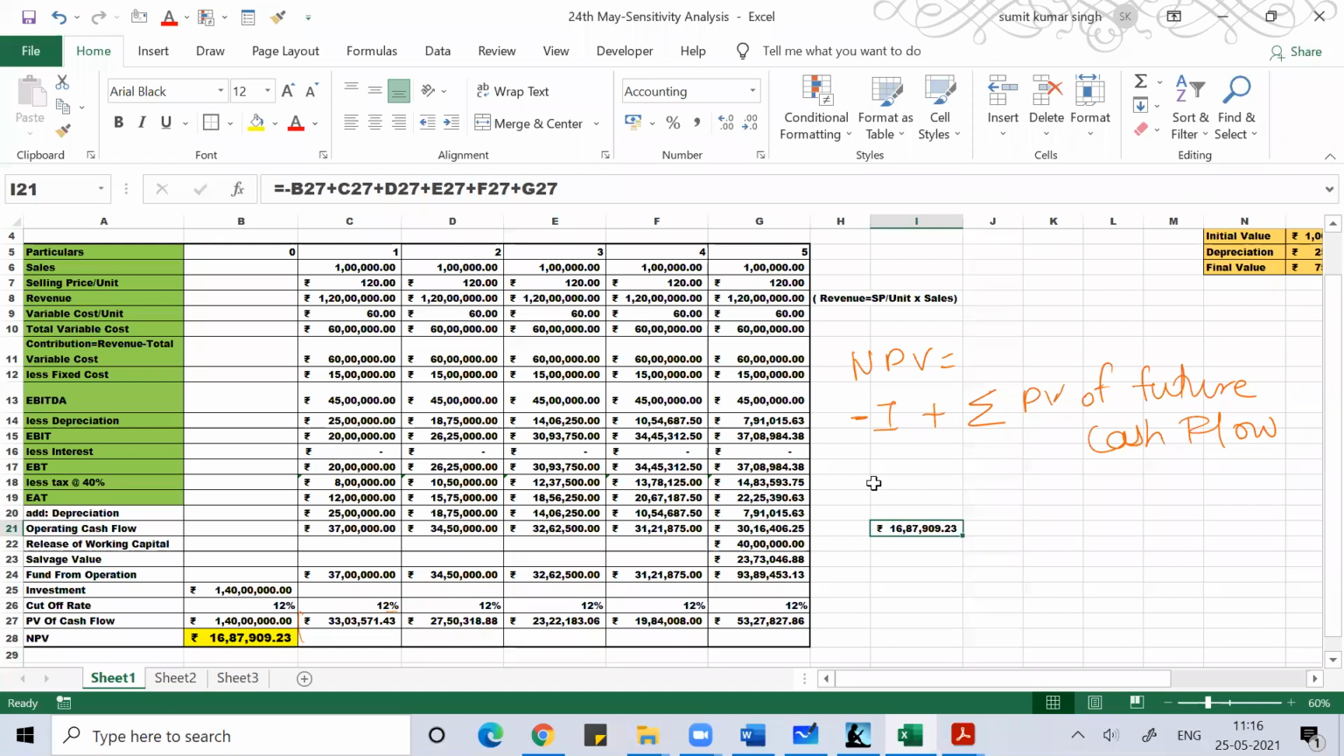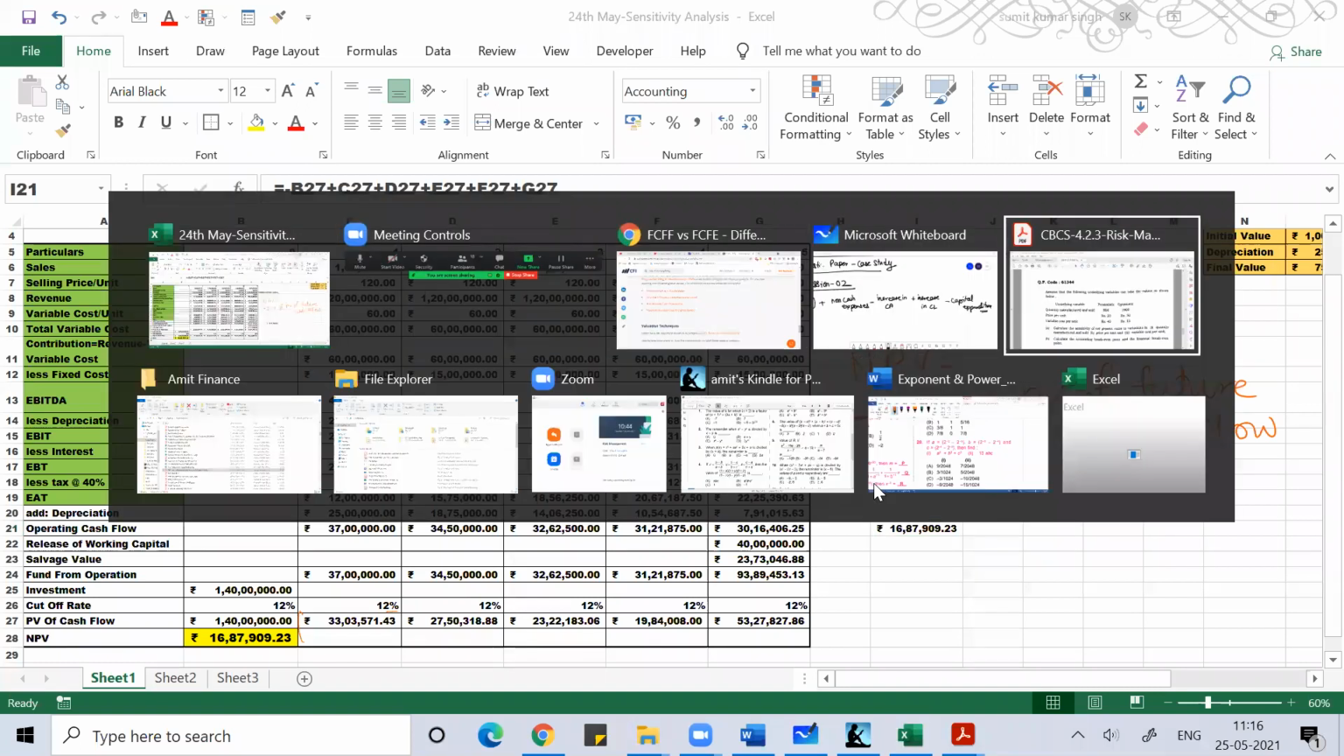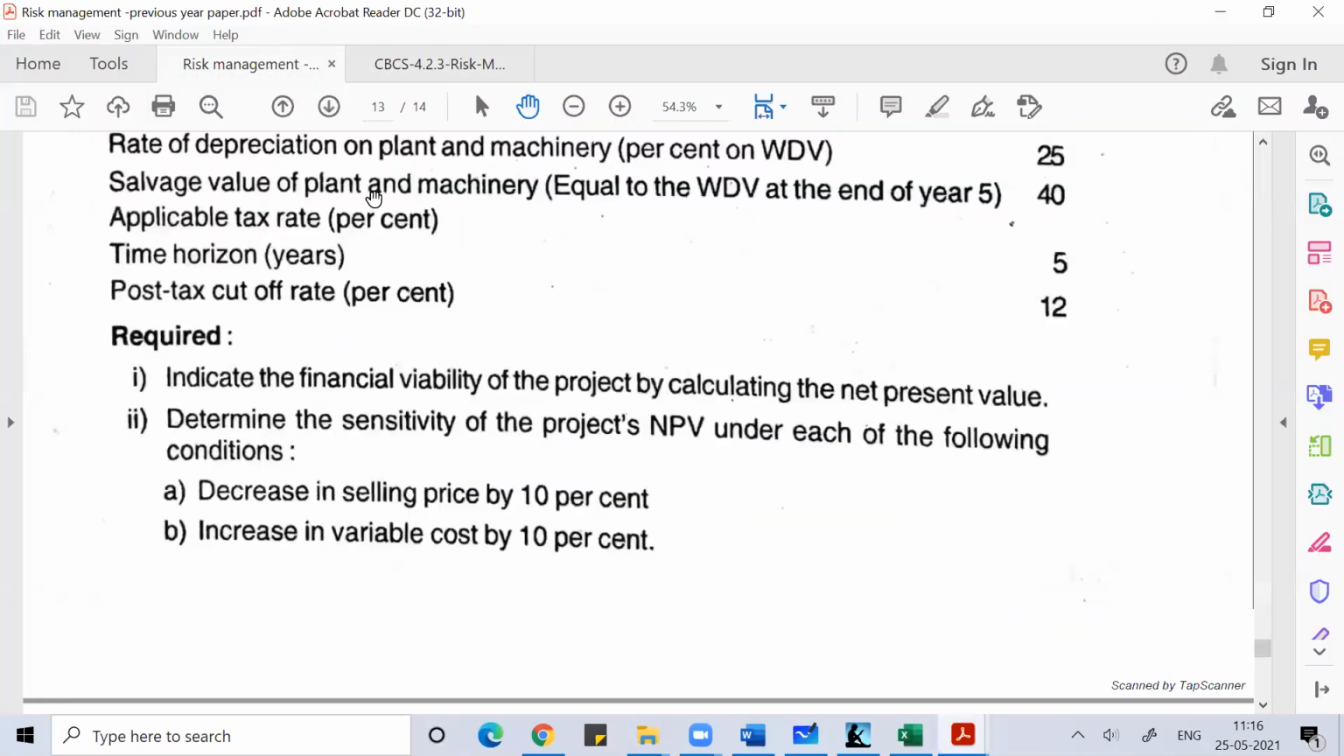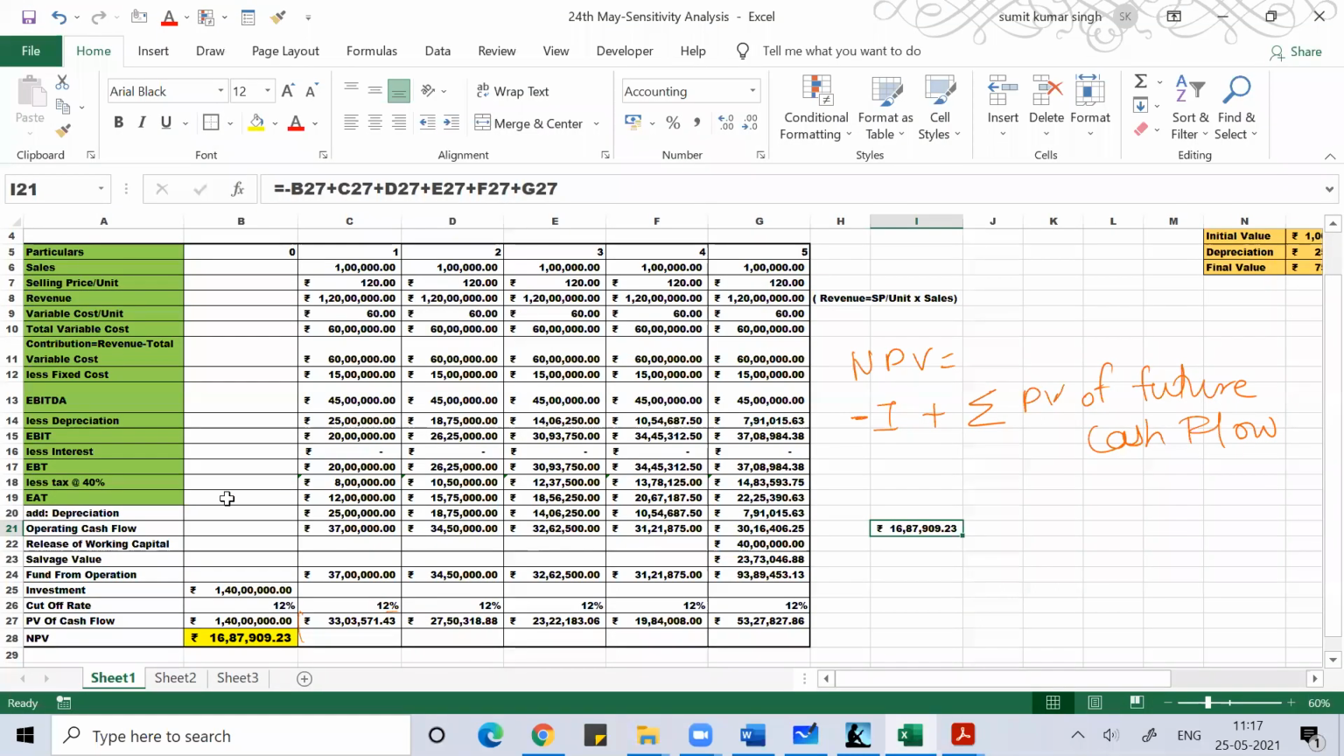Once you get the NPV of the project, if you see in the question paper, you have to indicate the financial viability of the project by calculating the NPV. Yes, I got the positive NPV. Now then determine the sensitivity of project NPV under the following condition. Decrease the selling price by 10%.